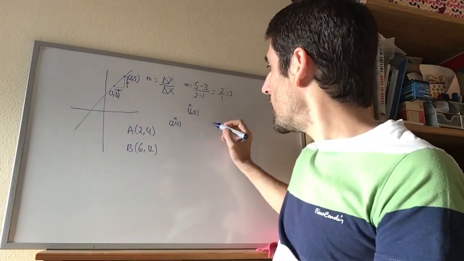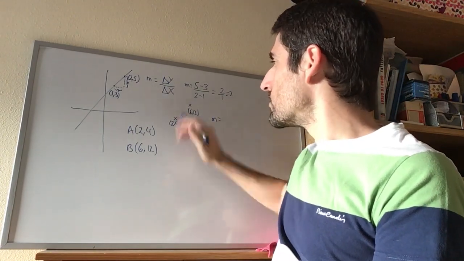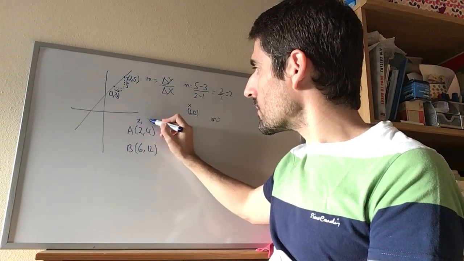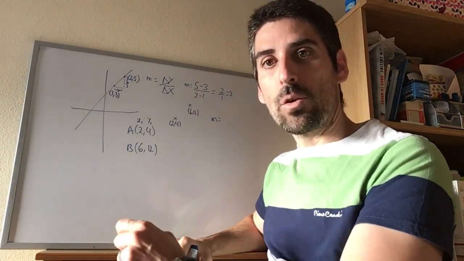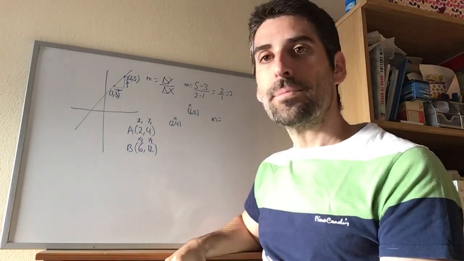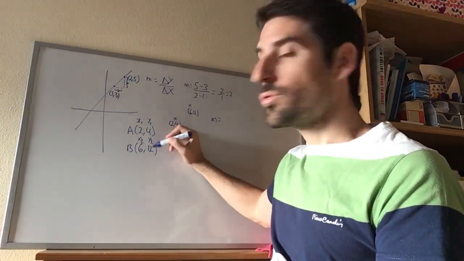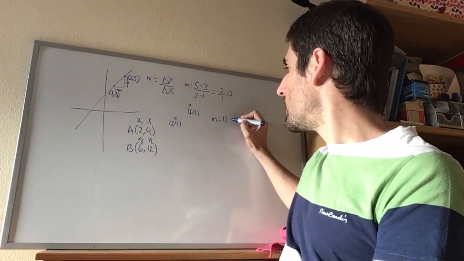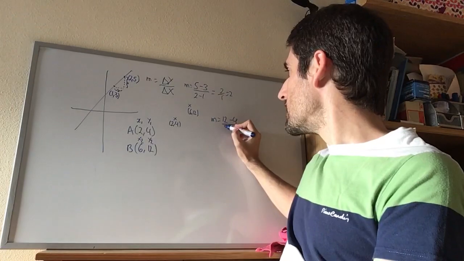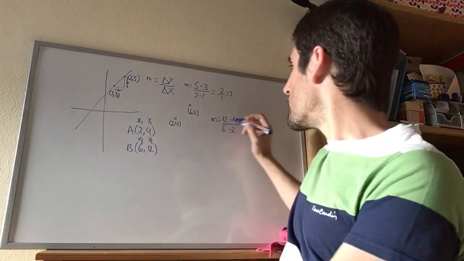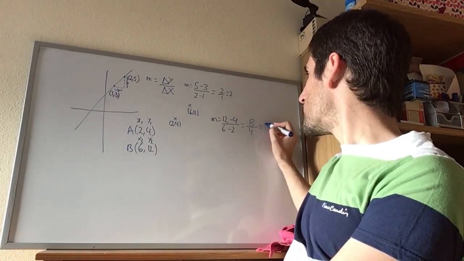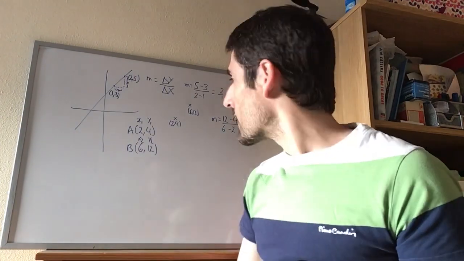The gradient between these 2 points, if that's the first point, let's call that x1, and that's y1, the x and y coordinates of the first point. And this is x2, and this is y2. So the change in y is to go from 4 to 12, so it's 12 minus 4, divided by the change in x from 2 to 6, so 6 minus 2. 12 minus 4 is 8, 6 minus 2 is 4, which means that the gradient is 2 again. Okay?